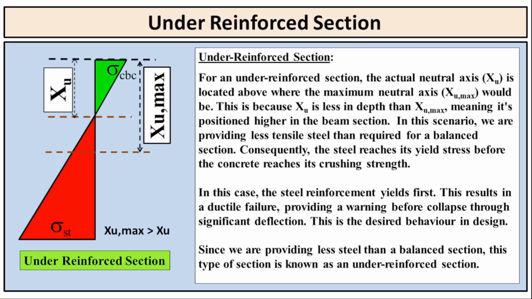In this case, the steel reinforcement yields first. This results in a ductile failure, providing a warning before collapse through significant deflection. This is the desired behavior in design. Since we are providing less steel than a balanced section, this type of section is known as an under-reinforced section. Next, over-reinforced section.